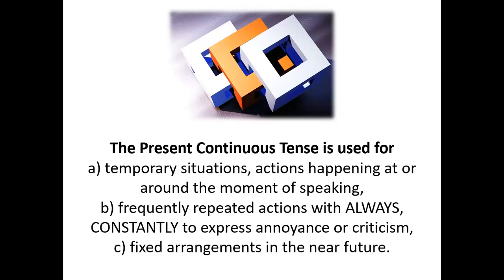You are always shouting, you are always criticizing me, if somebody is doing the actions which are wrong, which are ugly, yes, which are not true. Okay, by using always. Okay, it is clear. We will discuss in the following intermediate subjects again. See, fixed arrangements in the near future. Yeah, this is the future usage. But A is a 90% present continuous tense is all about A. Okay.